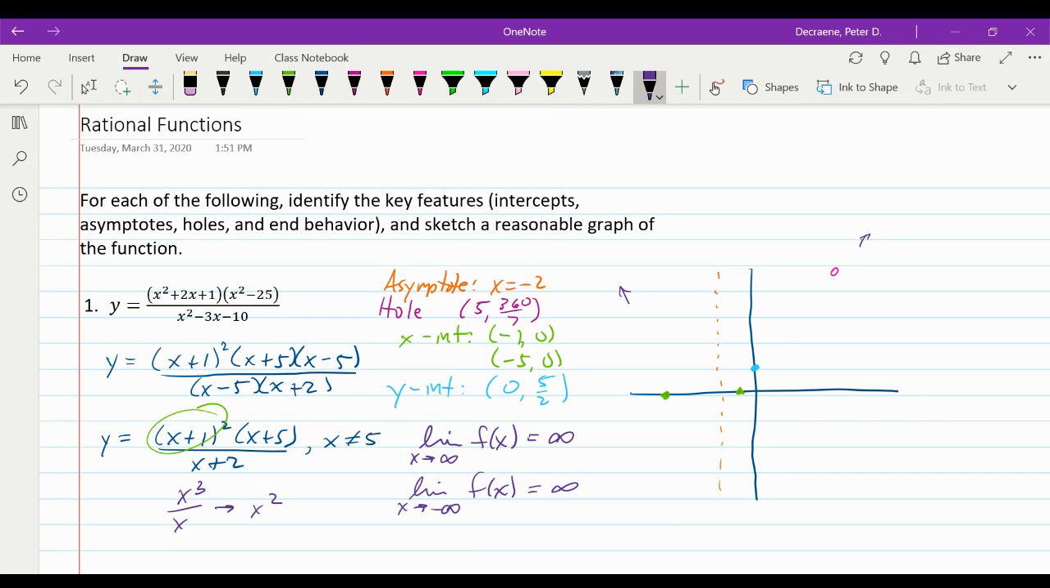I should probably check the limit as x goes to -2 from the left and the right. The limit as x goes to -2 from the left on f of x is going to be, let's see, I'm going to get a positive times a positive divided by a negative. That's going to be -infinity, and the limit as x goes to -2 from the right on f of x, let's see, it's going to be positive and positive, and that's going to be positive. So yeah, that's positive infinity.